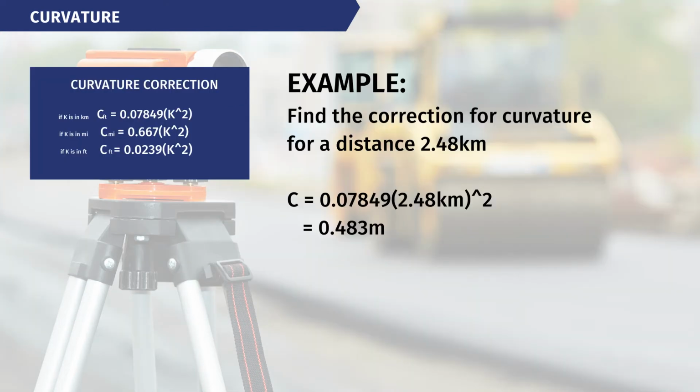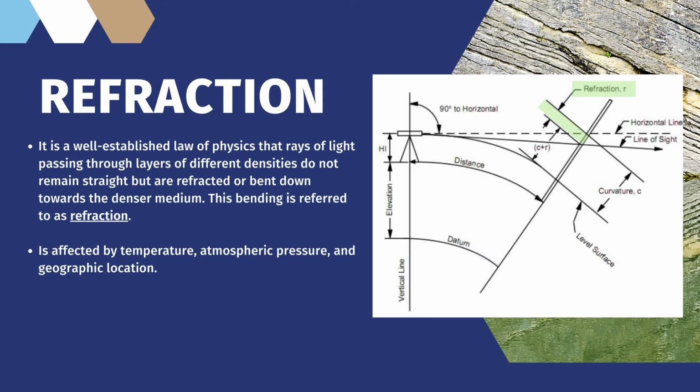For example, we have: find the correction for curvature for a distance of 2.48 kilometers. Since we know that K is in kilometers, then we will use the formula C is equal to 0.0785 multiplied by our distance, which is 2.48 kilometers squared. So the answer would be 0.483 meters.